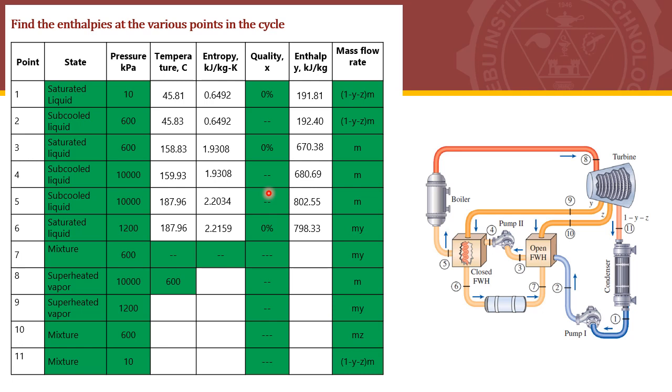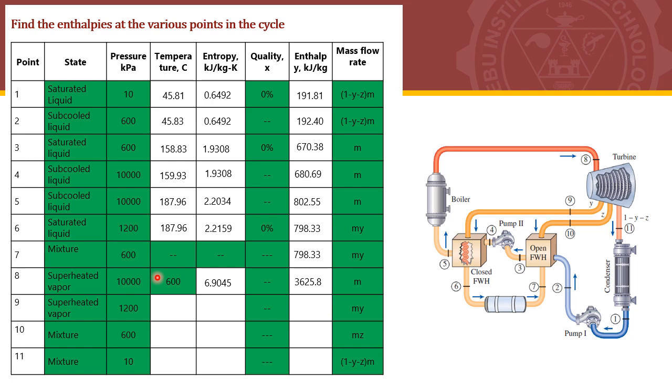Then at point 7, if we check process 6 to 7, this is actually a throttling process. This means that they have the same enthalpy. So we just copy the enthalpy of point 6 to point 7. Then at point 8, we have two known quantities, so we can get all of the values automatically.